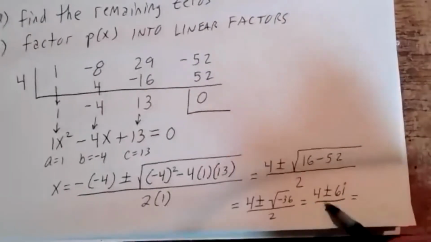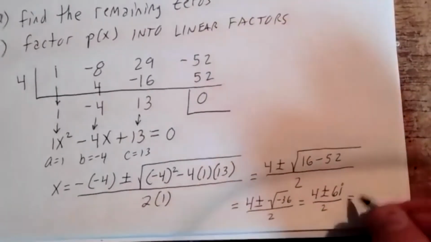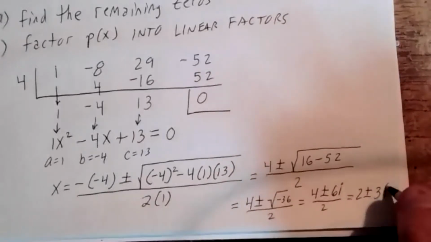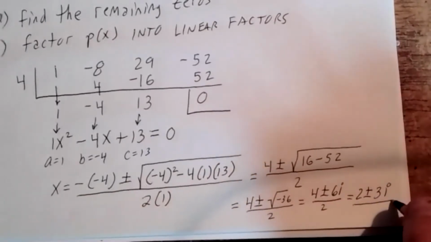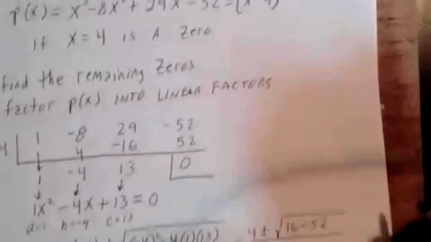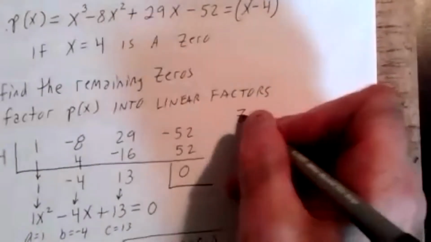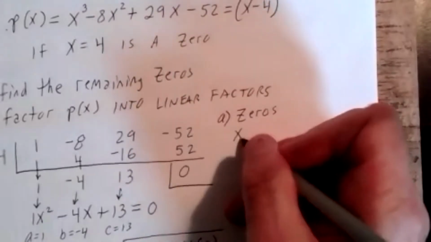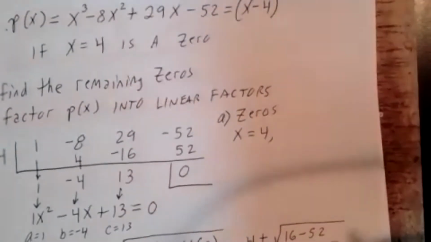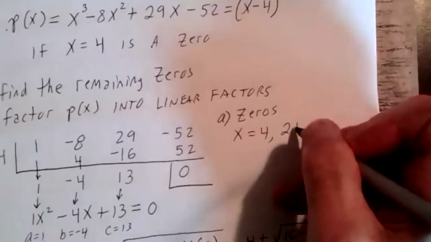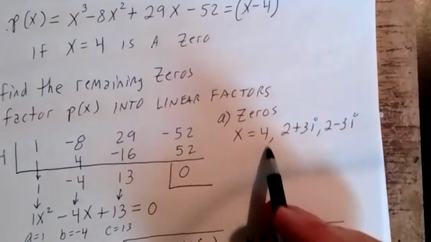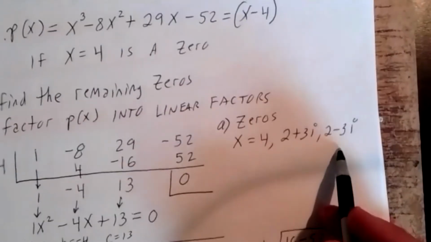Feel free to reduce. 4 over 2 reduces down to 2. Plus or minus 6i over 2 reduces down to 3i. Ladies and gentlemen, you got your 2 other zeros. They're complex. 2 plus 3i and 2 minus 3i. So all the zeros for this polynomial function for part A, the zeros are 4, 2 plus 3i, and 2 minus 3i. There's your 3 zeros for your third degree polynomial.